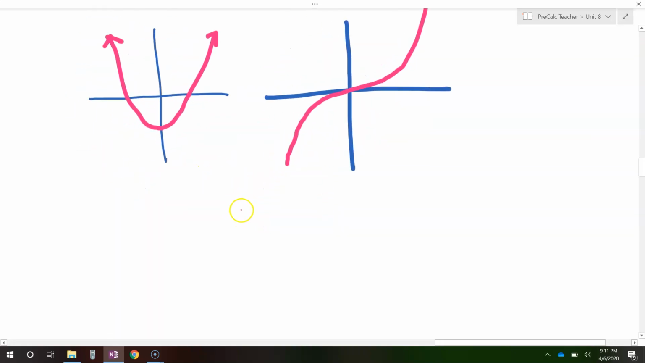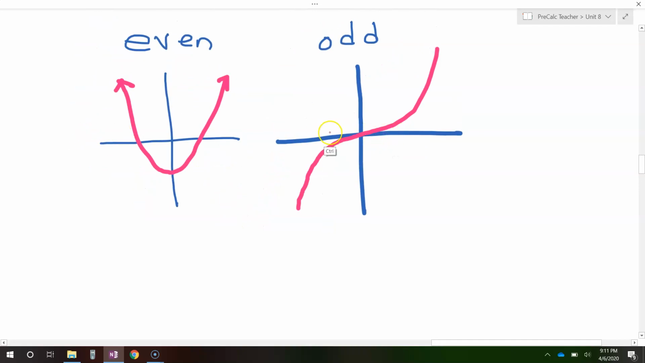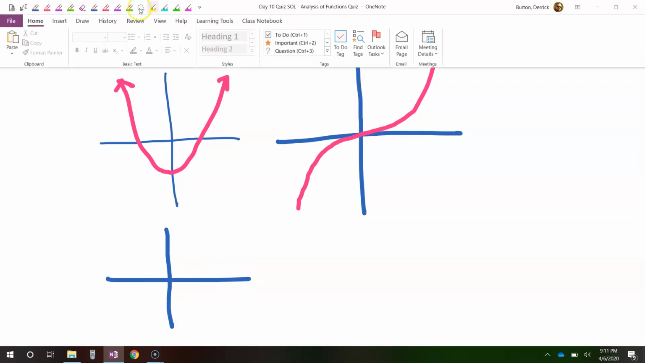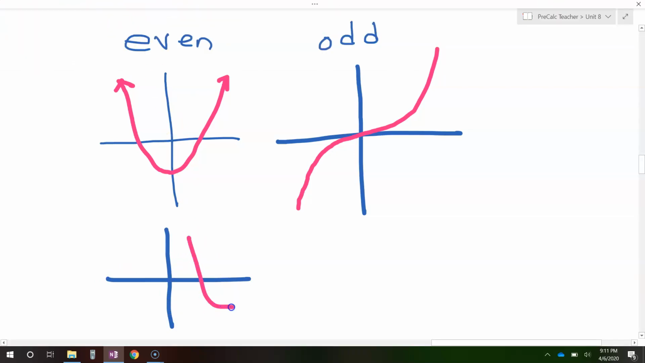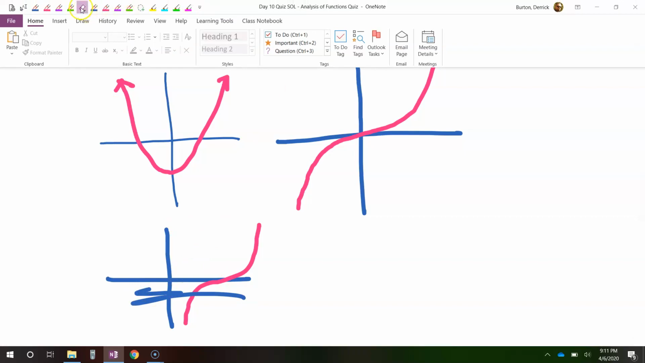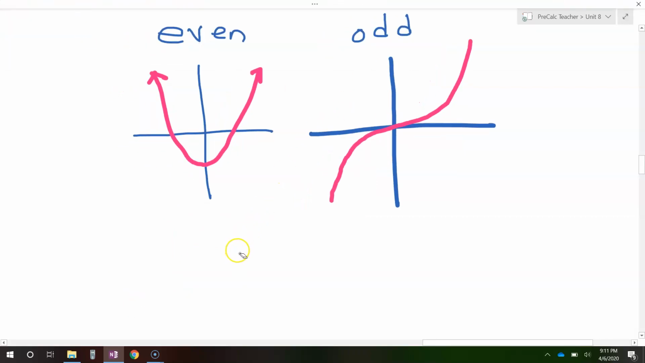Notice that if I took either one of these and moved it left or right, it wouldn't be considered even or odd symmetry anymore. If I took this same parabola but moved it off to the right, that's not even symmetry. It has to be symmetric around the y-axis. If I took this odd graph and moved it over to the right, that's not odd symmetry anymore. It has to be around the origin. Okay, so graphically, that's what even and odd symmetry mean.